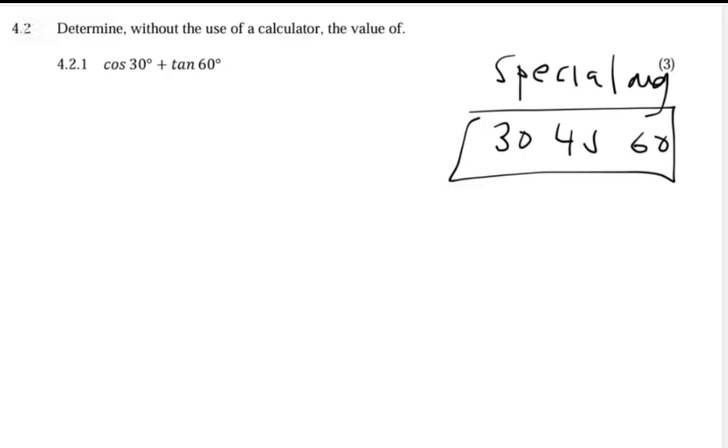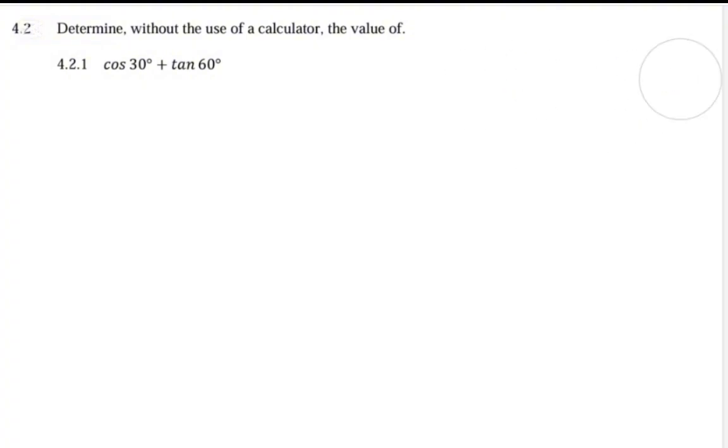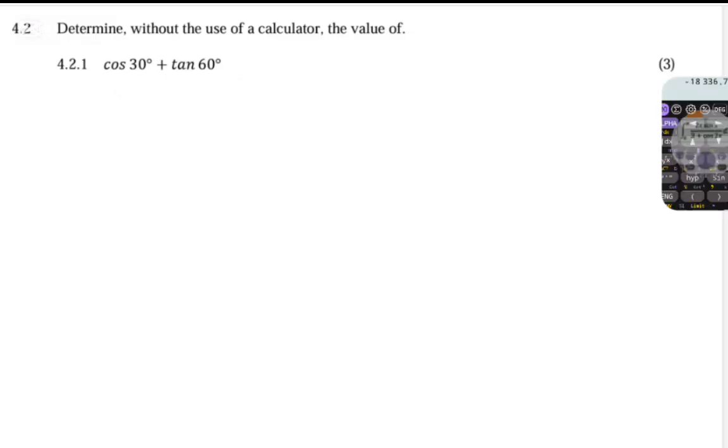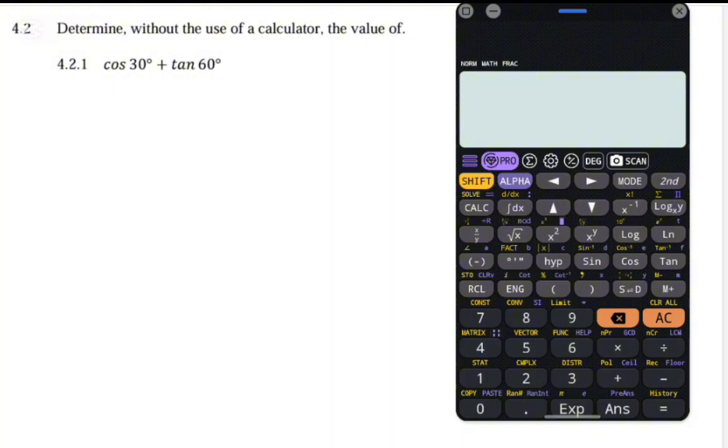So for this one, they say that you must not use a calculator. The thing that you must not do here is to punch this in a calculator and it gives you the answer. No, what you need to do is to punch this piece by piece. For example, we're going to take our calculator and say cos of 30, which is going to give us root 3 over 2. Don't write it in decimals, but write it in fractions.